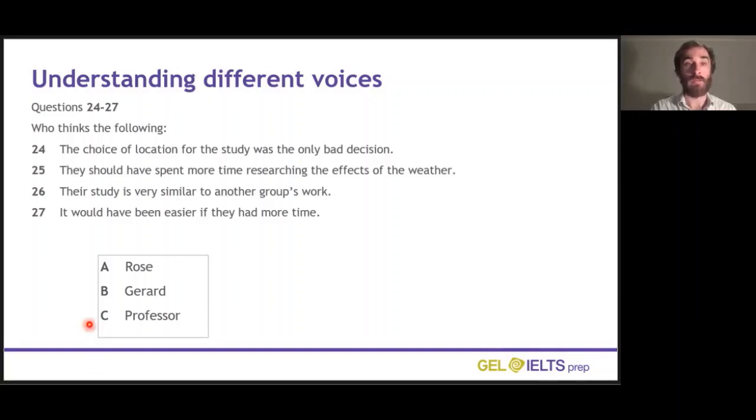Person A, Rose, is definitely female. If you're familiar with names in the English language world, you'll know that Rose is a girl's name. Gerard is a man's name, so we can be confident that Gerard will definitely be a man's voice. The professor, of course, could be either. We have no idea what gender the professor will be.